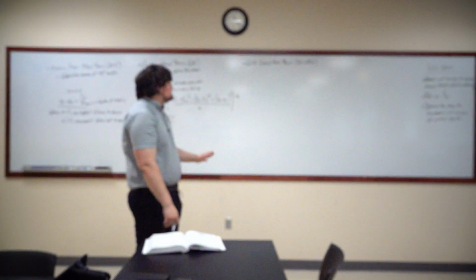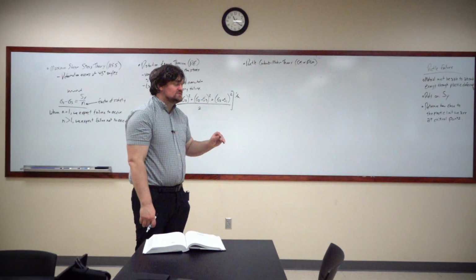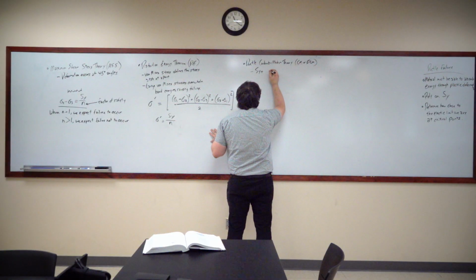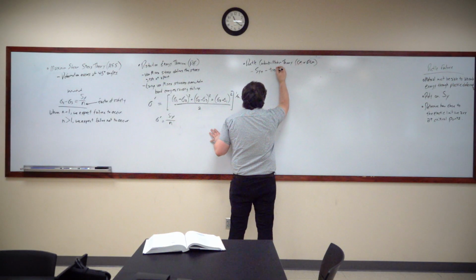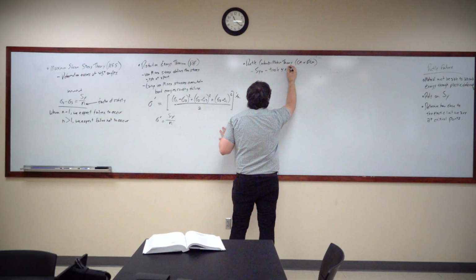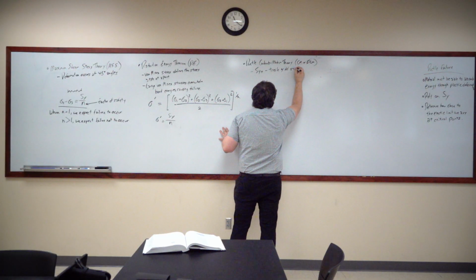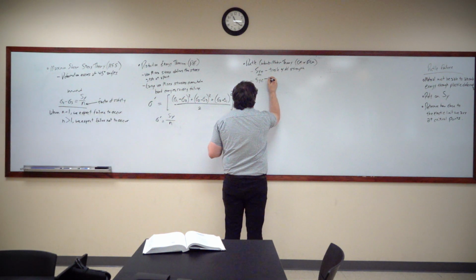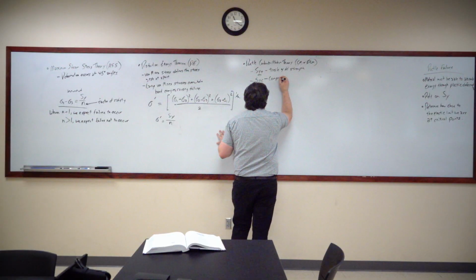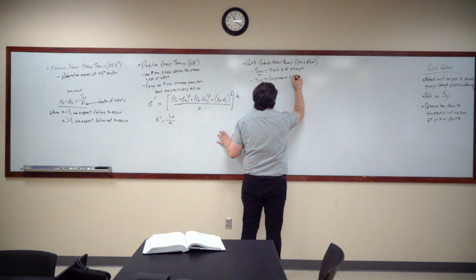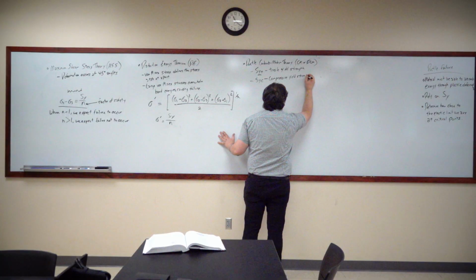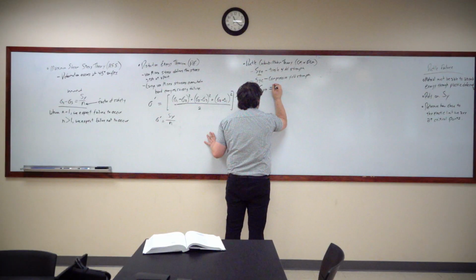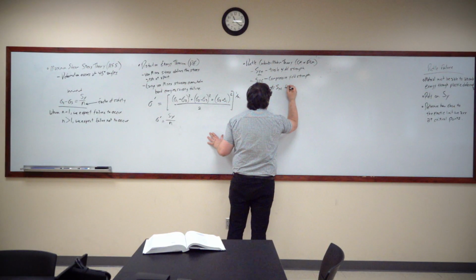But in dealing with ductile Coulomb-Mohr theory, the idea is SYT is the tensile strength, tensile yield strength. The Y stands for yield here. And then SYC is the compressive yield strength. And then we're just going to say that SYT is not equal to SYC for some materials.